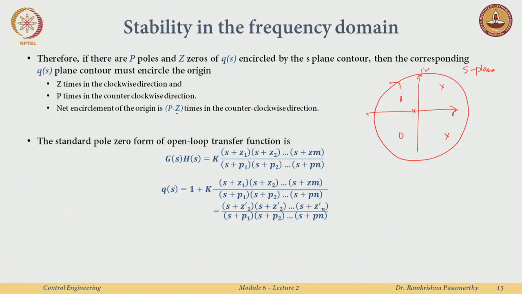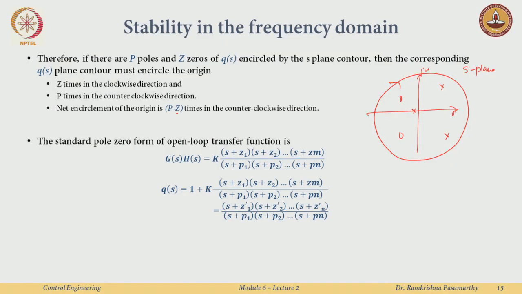So, we now know about encirclements, the mapping from the S plane to the Q(S) plane. What happens if I encircle poles and zeros in the S plane? How does it reflect on the Q(S) plane? That I know. Now, what is the relation to stability?